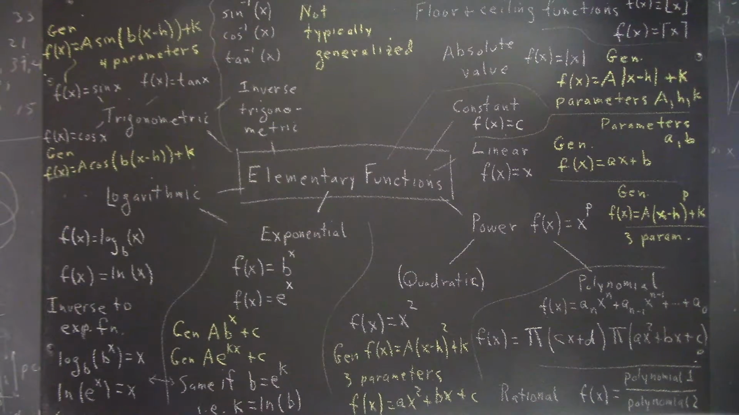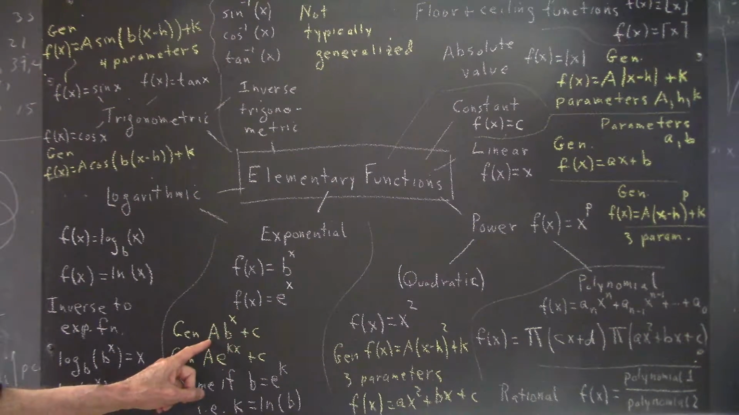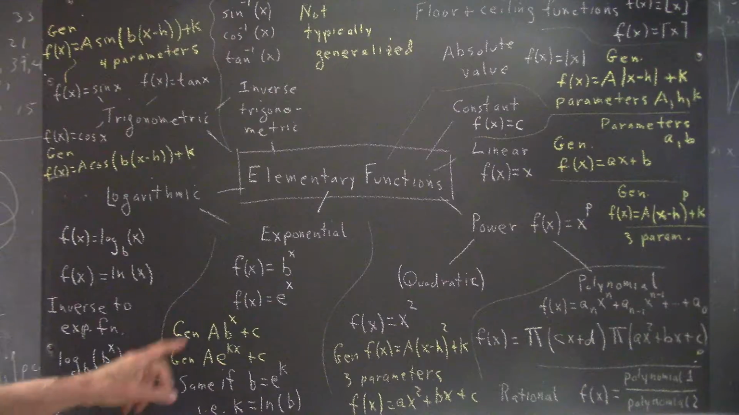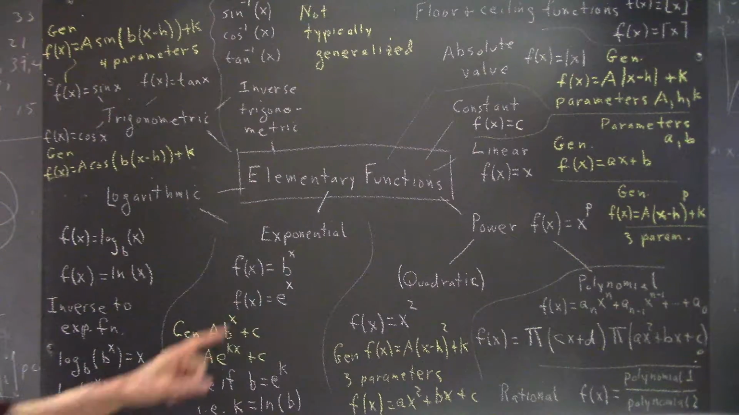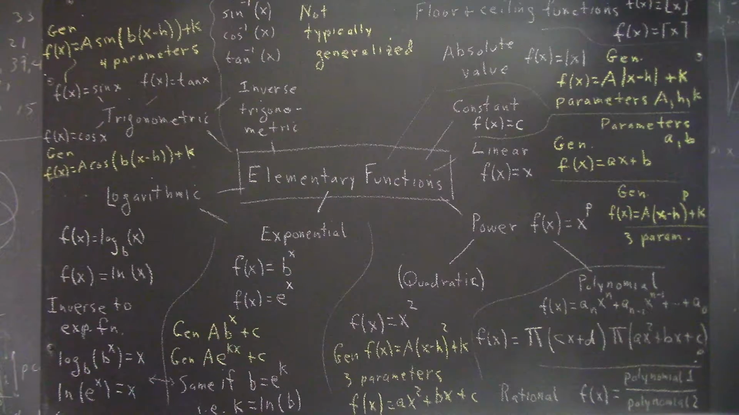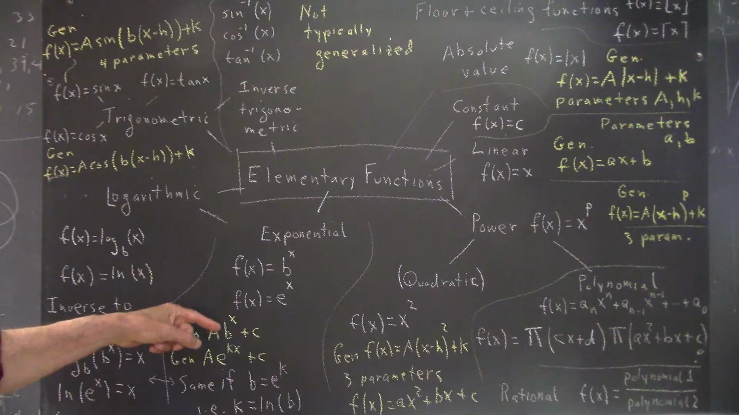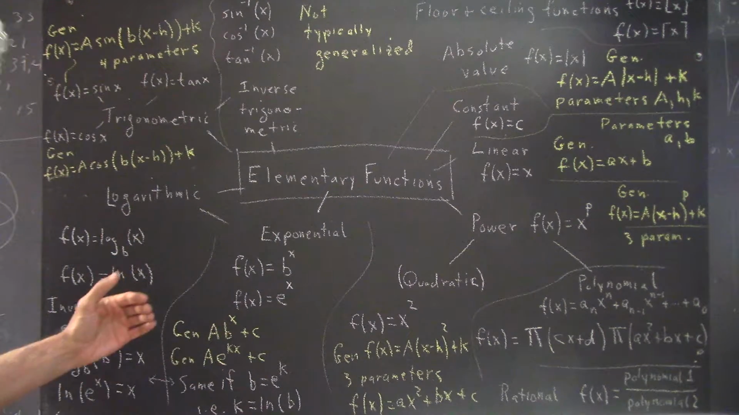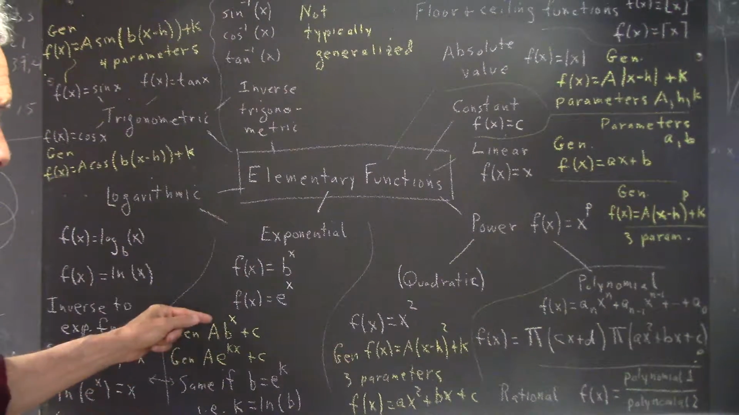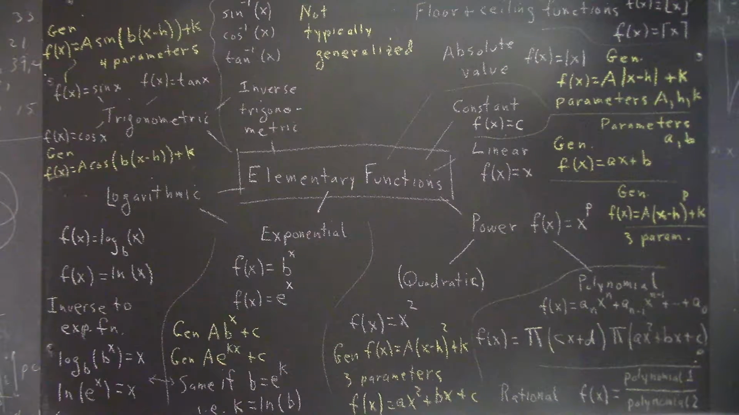A generalized exponential function could be a b to the x plus c. That's three parameters, a, b, and c. Or using the natural base, a e to the kx plus c, with parameters a, k, and c. This form is the same as this form, and you can show this easily if you understand the laws of exponents, as long as b equals e to the k. Or if we know b and want to find k, k is going to be the natural log of b.